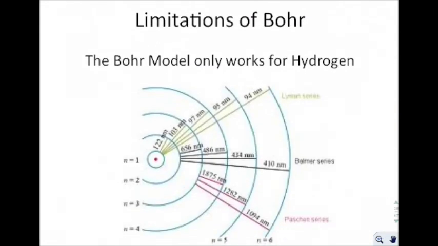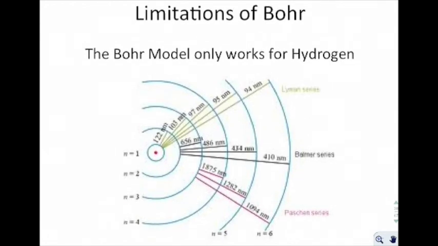Next, we have the limitations of the Bohr model. We know that the Bohr model of the atom is not the greatest model of the atom. It works phenomenally well for hydrogen, and it does. But hydrogen is very unique in that it is a one electron atom. It's a one electron system. As soon as you add a second electron anywhere, the Bohr model falls apart. So it doesn't even work for helium, let alone uranium or anything like that.